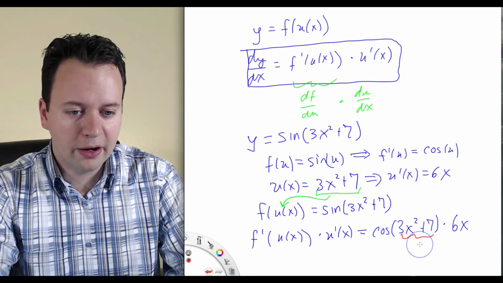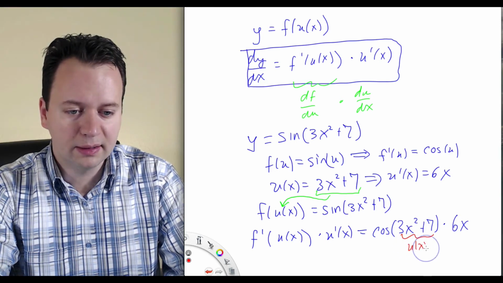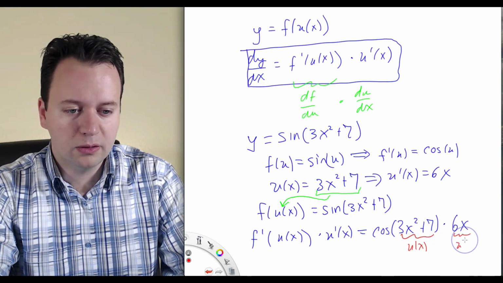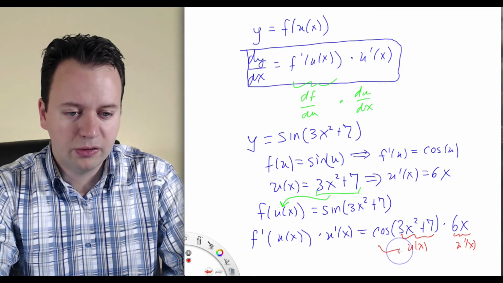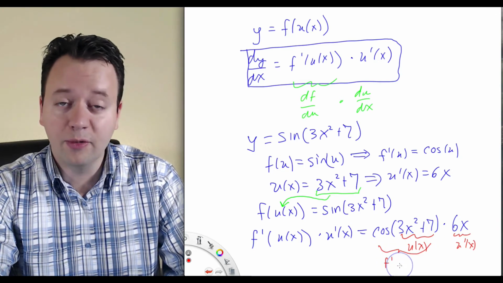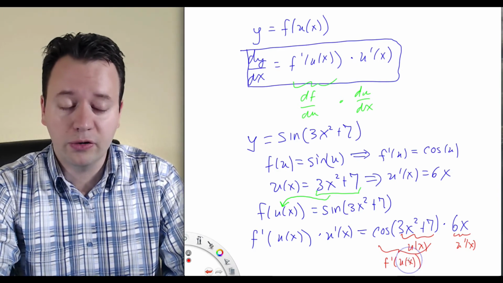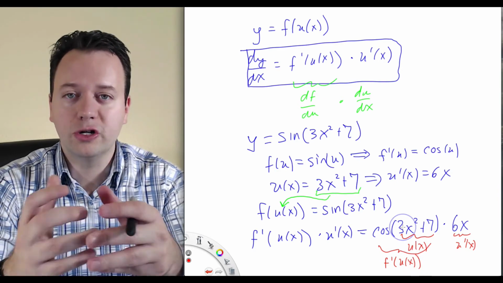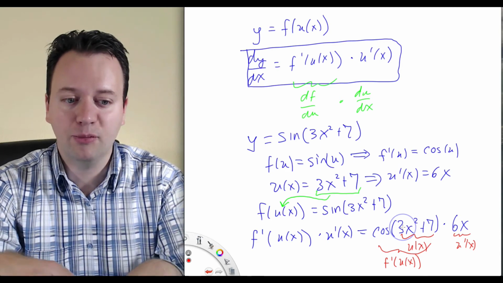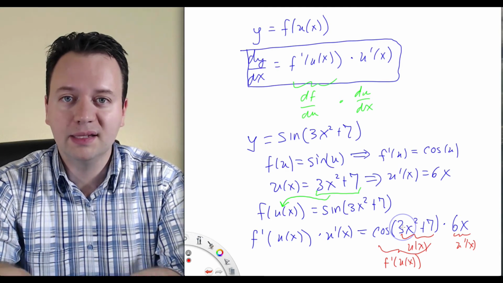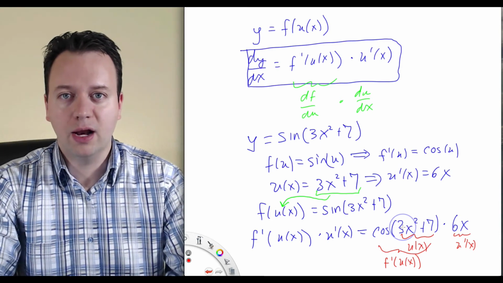So this one right here is basically u of x. And then this is u prime of x, and this whole thing is just f prime of u evaluated at u of x. So it's f prime of u of x. So we're taking the function u of x and plugging it into f prime. Right, so that's basically how the formalism of the chain rule works.